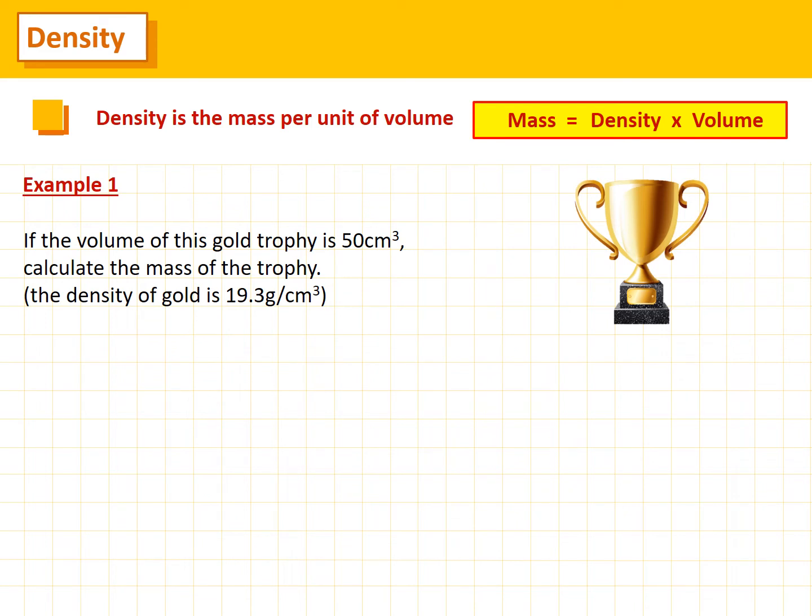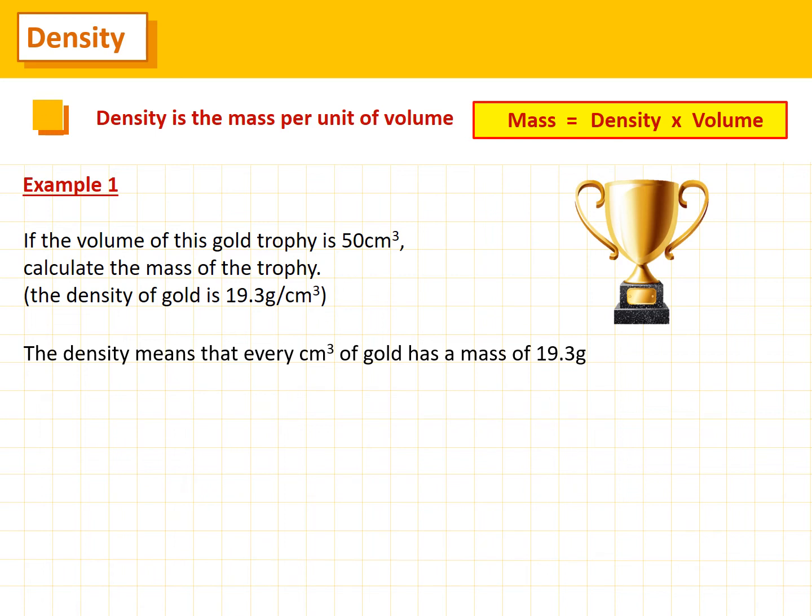In a previous example, we found the density of gold to be 19.3 grams per cubic centimetre. That means for every cubic centimetre of volume, gold has a mass of 19.3 grams. Well, in this example, the gold trophy has a volume of 50 cubic centimetres. So that should intuitively mean that would be 50 lots of 19.3. So mass is density, 19.3, times volume, which is 50.